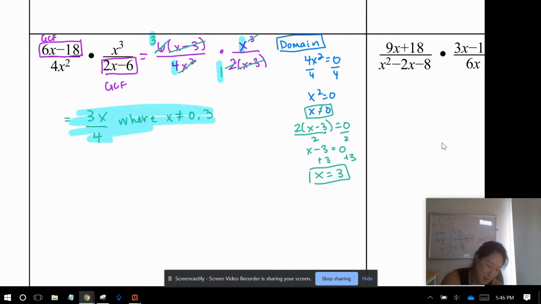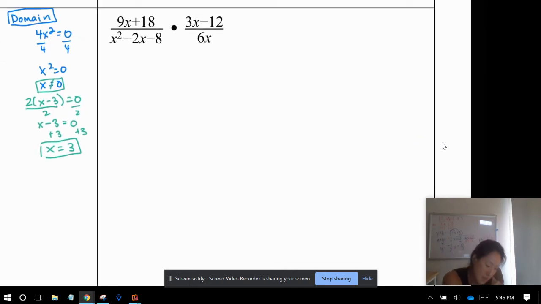Okay, let's do another one. All right, so I personally like to factor first because I think it's easier to see what our excluded values are. So top left, I can GCF out a 9.